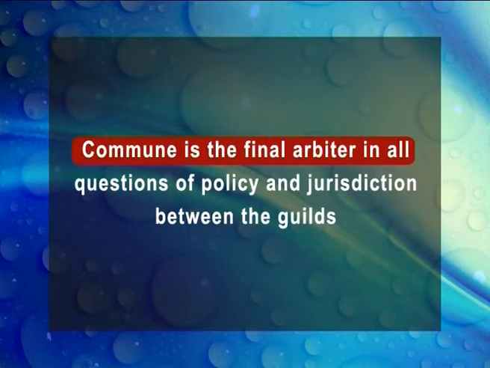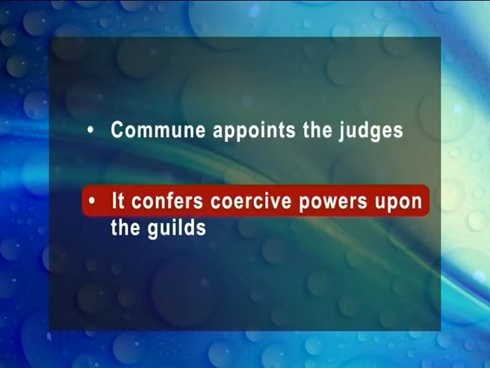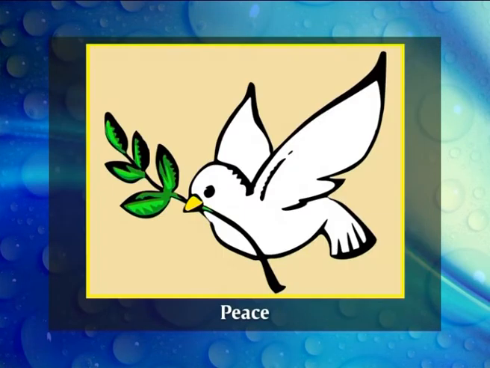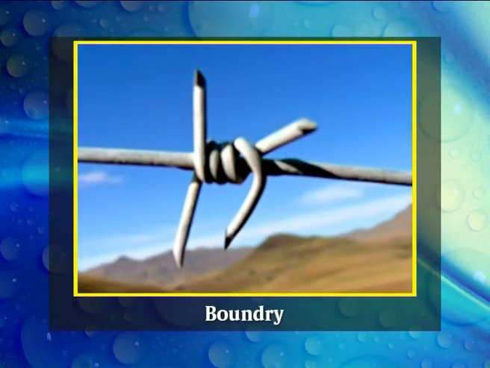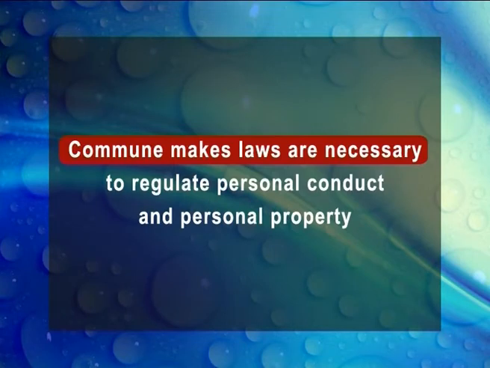It's the final arbiter in all questions of policy and jurisdiction between the guilds. The Commune is supposed to pass constitutional laws fixing the functions of functional bodies. It appoints the judges. It confers coercive powers upon the guilds. It controls armed forces and has authority to declare war and make peace. It is the supreme representative of the nation abroad. It settles boundary questions within the national state. It calls into existence new functional bodies or distributes new functions to old ones. It runs the police. It makes whatever laws are necessary to regulate personal conduct and personal property.